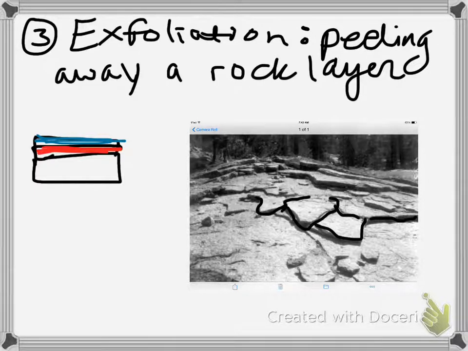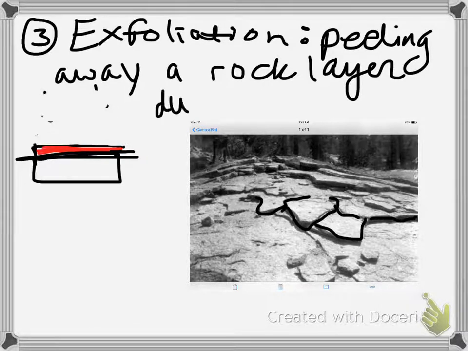As weathering happens and erodes away this top layer of rock, suddenly the pressure that was previously pushing down because of that blue layer of rock, right? There was that weight and that pressure from that layer. Now that it's gone, this pressure is gone, this layer here is just going to crack and separate from the bottom. So it's the peeling away of a rock layer due to the removal of pressure.